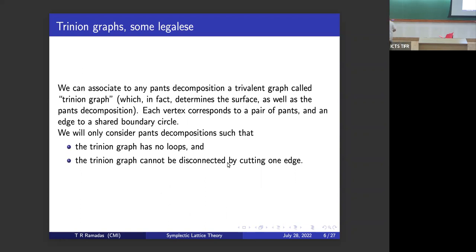So now we can associate to any such pants decomposition what's called its trinion graph. It's a trivalent graph. The vertices correspond to one of these pairs of pants. By the way, you notice that these divide the surface into what are called pantalons by the French, or pairs of pants by the English, I guess. So for each pair of pants, you have a vertex, and you join two vertices if the corresponding pairs of pants share a common boundary. So in this case, the trinion graph will look like this.